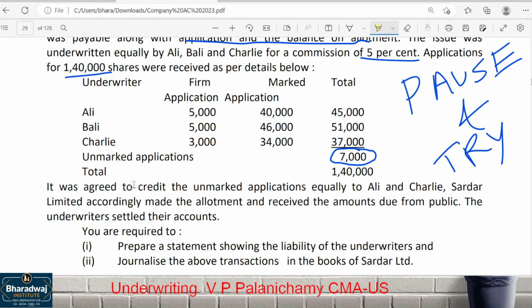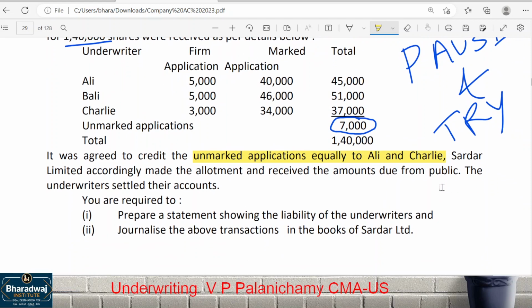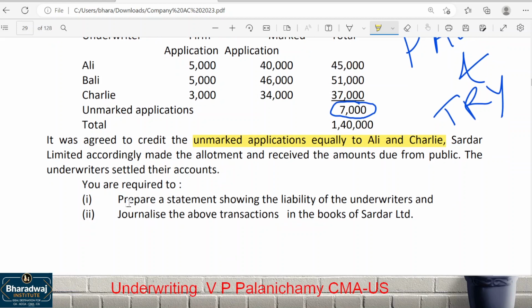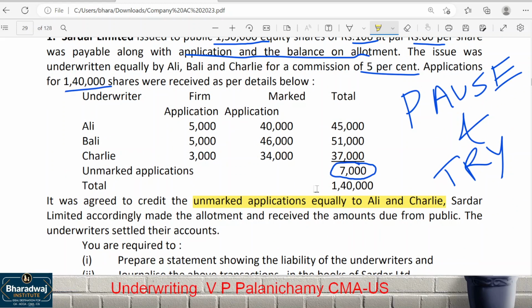Simple. Credit for unmarked application will be given only to whom? A and C. Credit for unmarked application will be given only to A and C. Then they made the allotment and received the amount due from public. Underwriters settle their accounts also. Prepare a statement showing the liability of underwriters. Journalize the transactions.